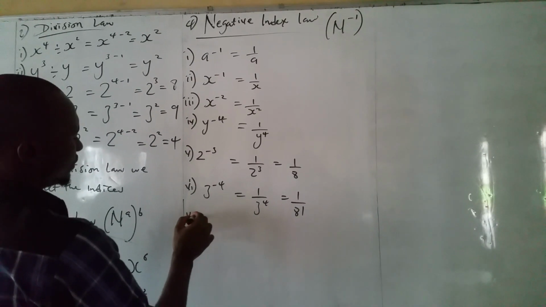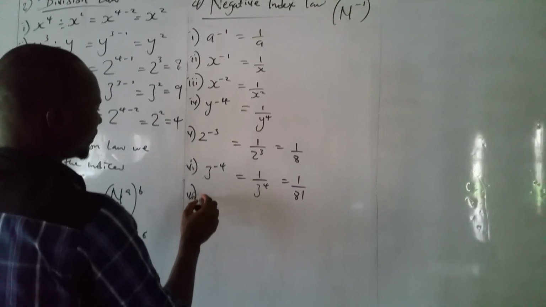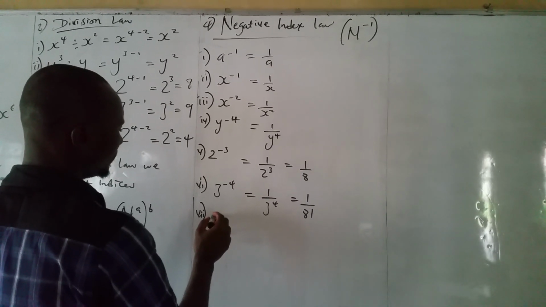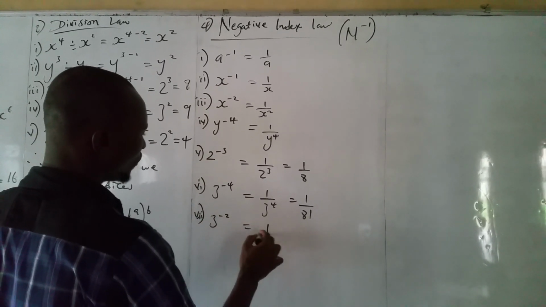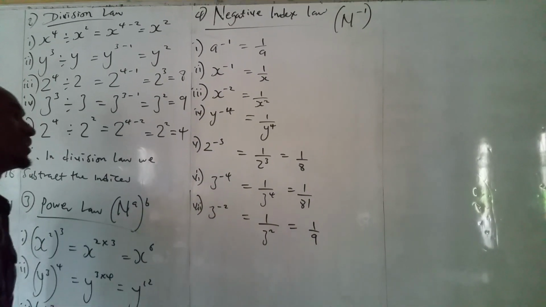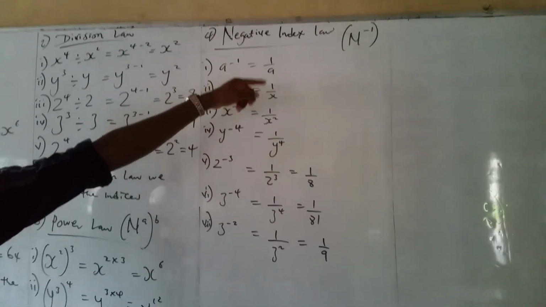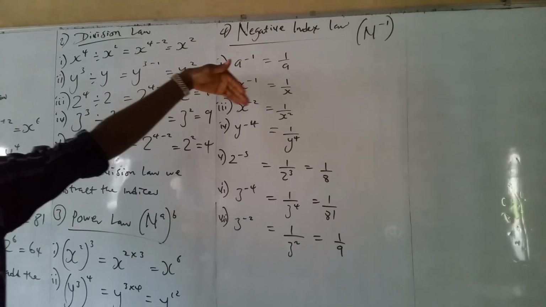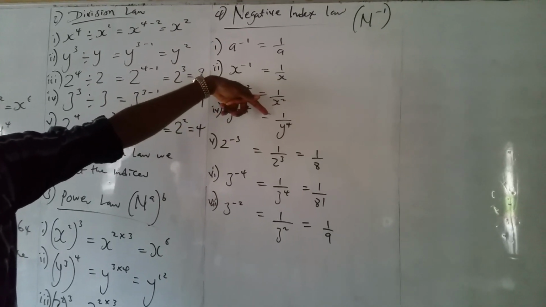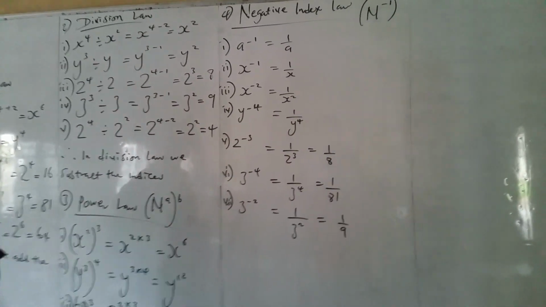Now, last but not the least, which number am I going to use now? We have, let me say, 3 raised to power minus 2 again. We have 1 over what? 3 squared equals to what? 1 over what? 9. Now, do you understand this law now? In negative index law, anything you have raised to power minus 1 is going to be what? 1 over that thing. If you have s raised to power minus 4, it's going to be what? 1 over s raised to power 4. Do you understand that? Now, the next law, the fifth law is what?